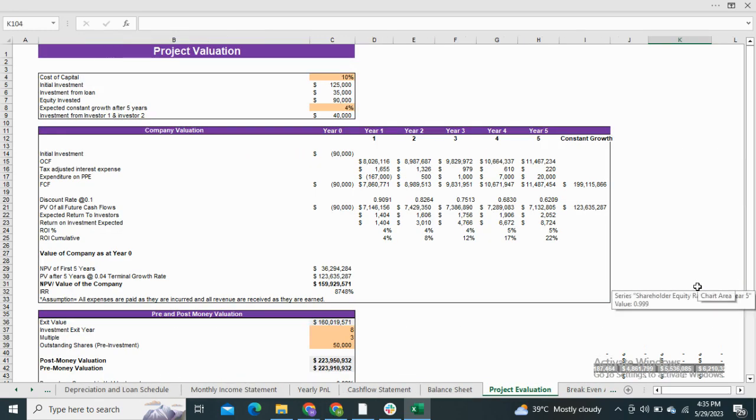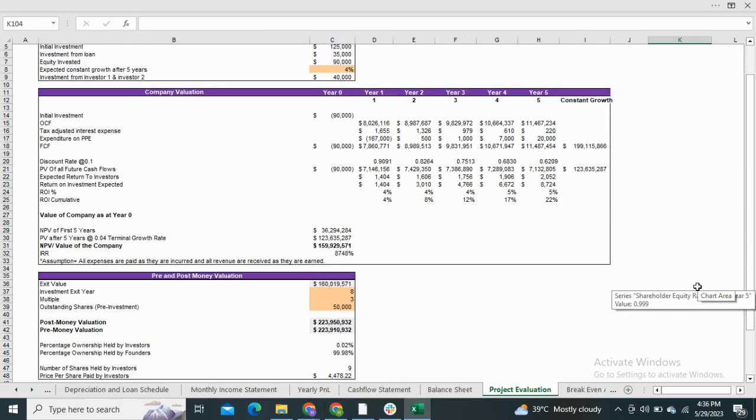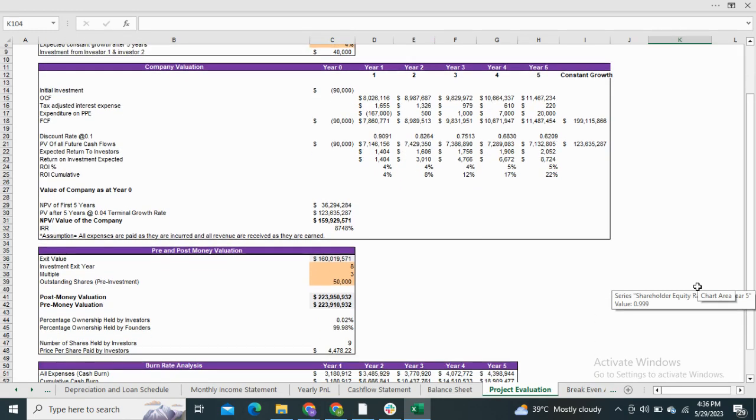Moving on to the project evaluation, which shows the value of your company at year zero. It also shows the burn rate analysis and minimum investment required. The pre and post money valuation is also calculated with the percentage ownership held by investors and the founder.